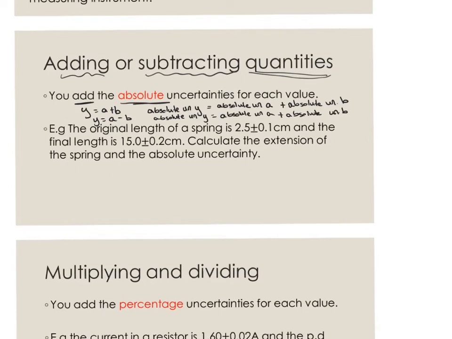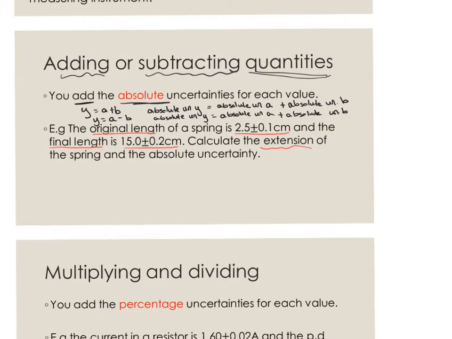So this is a nice question. It says the original length of a spring is 2.5 plus or minus 0.1 centimeters. Remember, every measurement has its own uncertainty. And the final length is 15.0, meaning after it's been stretched, plus or minus 0.2 centimeters. Calculate the extension. This is a simple question. You should all be able to calculate extensions of springs, because you know if it's extended to that length and you know the original, then what's the extension? And its absolute uncertainty. So I know that the original length is 2.5, the new length is 15.